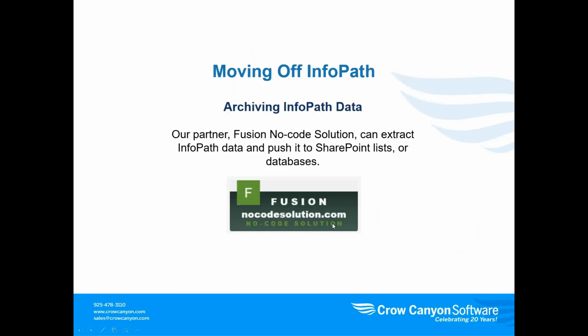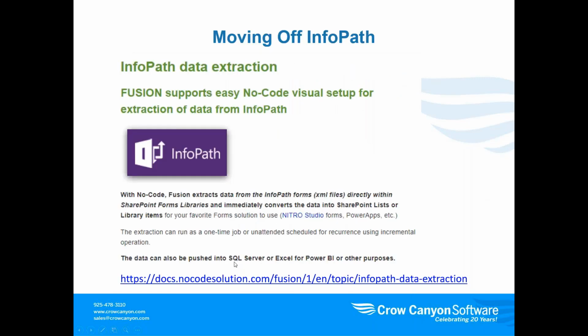Another partner we have is Fusion No Code Solution. That's the guys in Denmark. Their tool can extract InfoPath data and push it to SharePoint lists or databases. So that's a way to do archiving. If you need to archive the InfoPath data, you can use our partner's tool, pull it all out and stick it someplace, whether in another SharePoint list with all the right columns and fields created for you, or into a database such as Excel, SQL, or Power BI. You can put it all these different places. It's taking the data out and putting it in this other place for archiving.